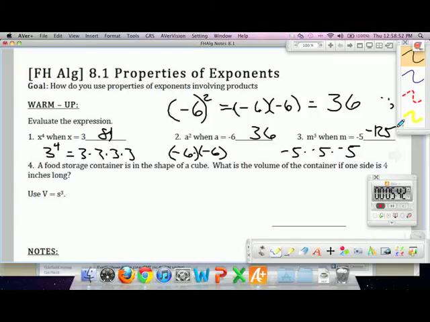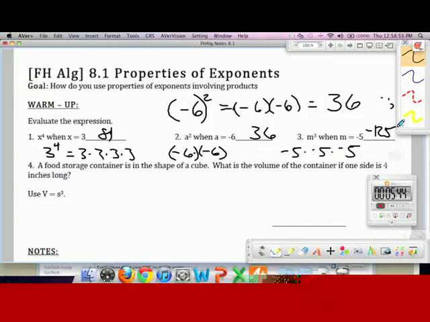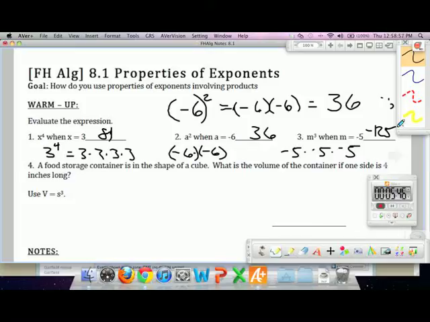Last but not least, we have this little mini storage box and food storage container. It's the shape of a cube. What's the volume of this container if one side is 4 inches long? And also note that the volume of a cube is equal to the side to the third power. Well, the volume is equal to 4 to the third power. 4 times 4 is 16, times 4 is 64.